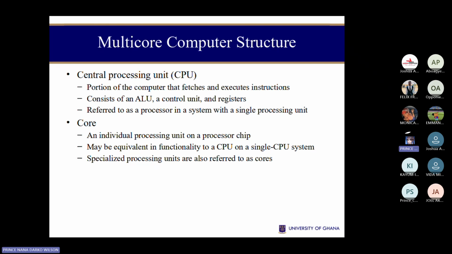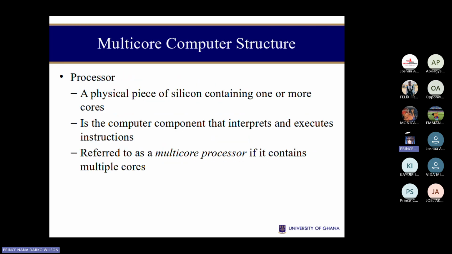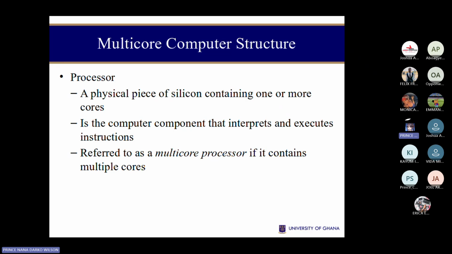So they are specialized processing units, and they are referred to as cores. A processor is a physical piece of silicon containing one or more cores. It's the computer component that interprets and executes instructions. It's referred to as a multi-core processor if it contains multiple cores. In other words, if there are different cores coming together to make up that processor, it's a multi-core processor. Remember the word here, silicon.